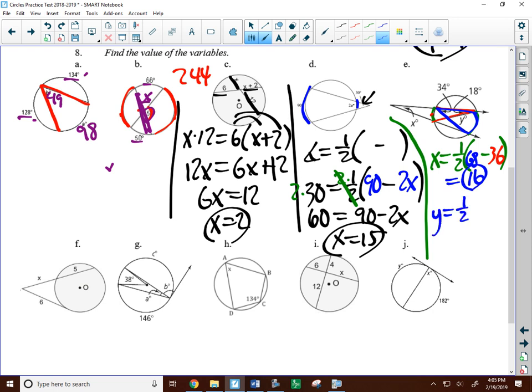And then, y is a random angle on the inside. It's this angle right here. It's half the sum of the two arcs. Let's see if I can outline it again here. The two arcs that it intercepts are this one and this one. That's the same two arcs from x. So it's still going to be 68 and 36, but it's half the sum this time. So we get 52.